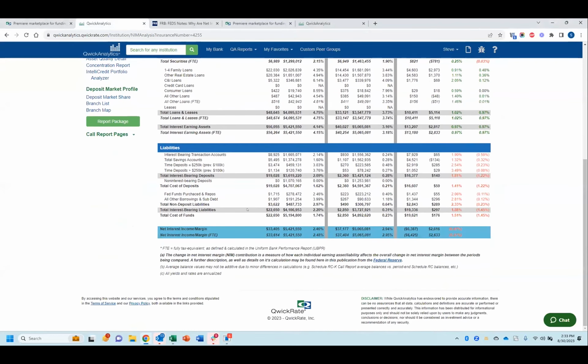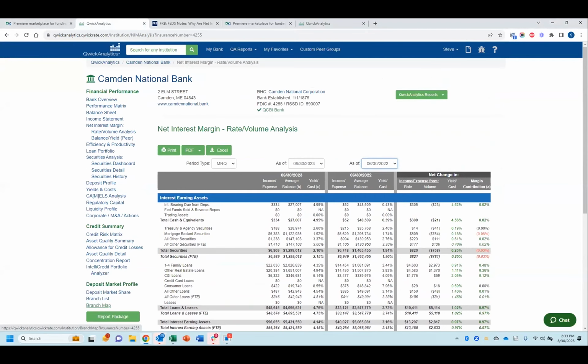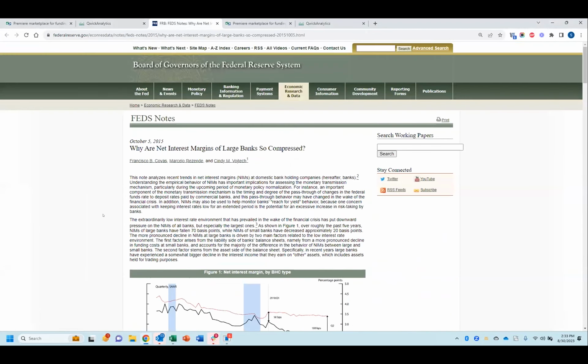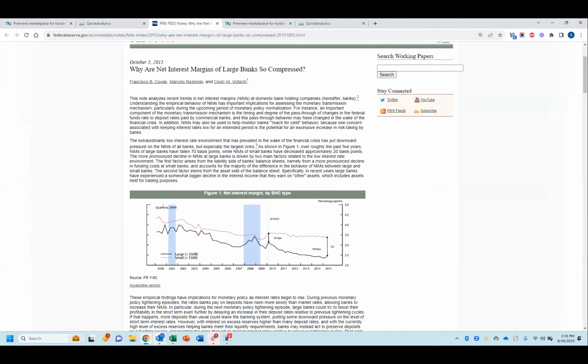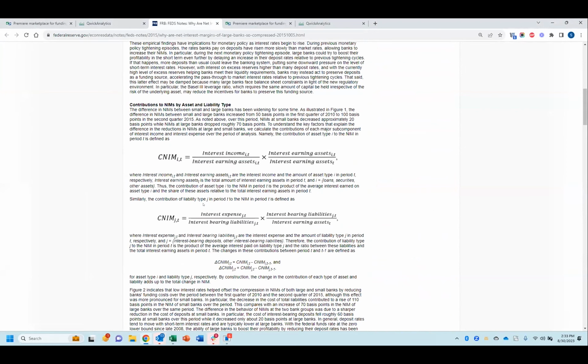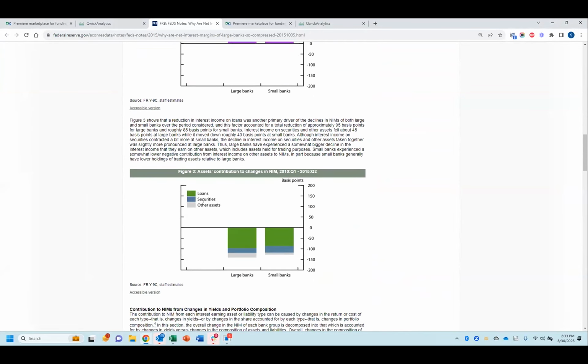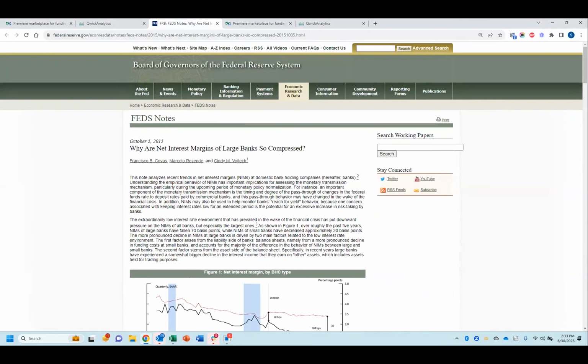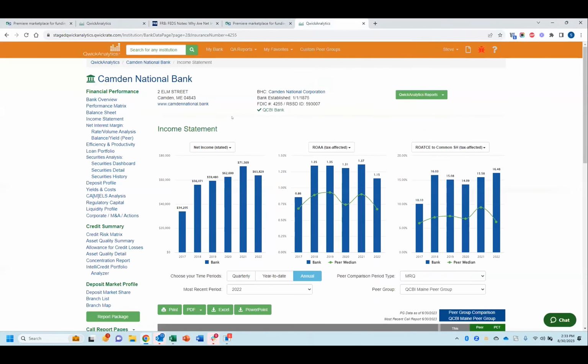So again, at the bottom of the screen, there's a link right there to the Federal Reserve's paper. This is where the screenshots I was taking were coming from. It was from the Federal Reserve. There was a working paper they did a few years ago discussing margins being compressed at large institutions. And then it goes through this entire analysis of what a margin contribution is and how they change over time and what that means. So this is a really helpful article if you're curious about and want more information about the particular ratio, that metric itself.